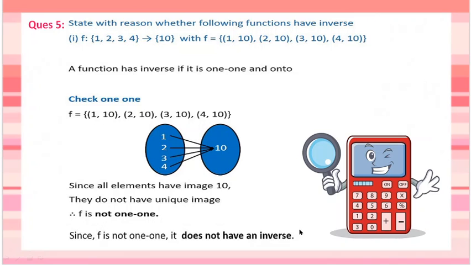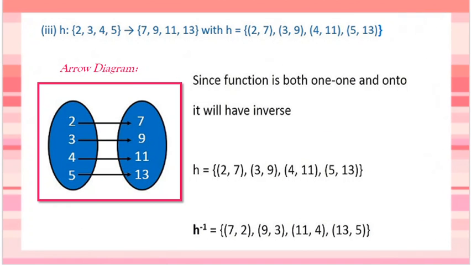Now question number 5, state with reason whether the following functions have inverse or not. Now first part we have taken, here it is given that function f is defined from this set to this set, 1, 10, 2, 10, 3, 10 and 4, 10. It's clearly visible with this arrow diagram that this is not a one-one function, although this is a many-one function. So if the function is not one-one, there is no scope of discussing further. Simply here we can conclude that this function does not have an inverse.